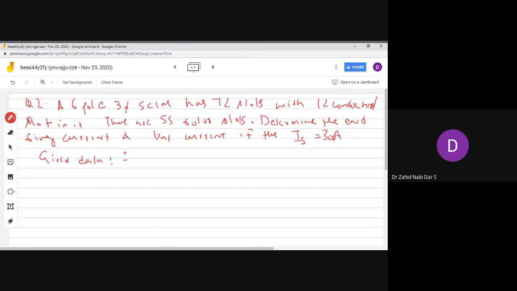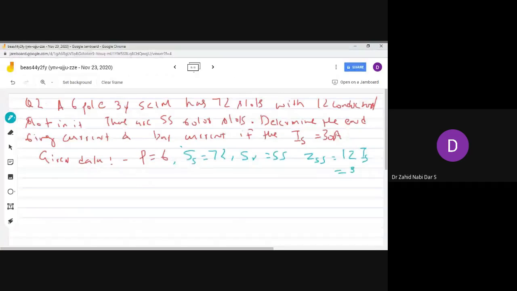What is given is that the number of poles is equal to 6. This is the given data. And what else is given? Your stator slots 72, your rotor slots 55, your ZSS value is equal to 12, your IS is equal to 30. Now you have to calculate IB and IE. Please calculate these values.